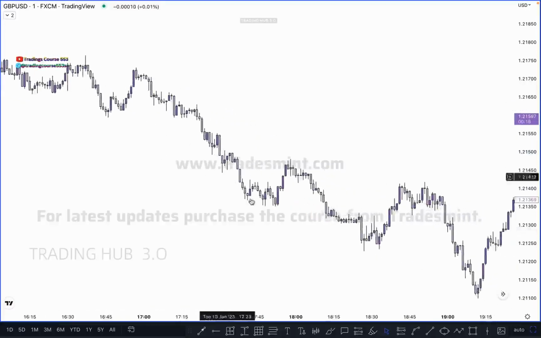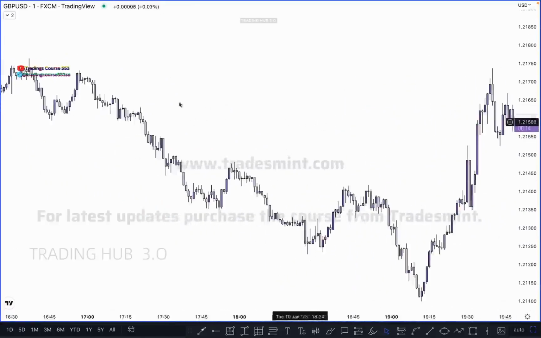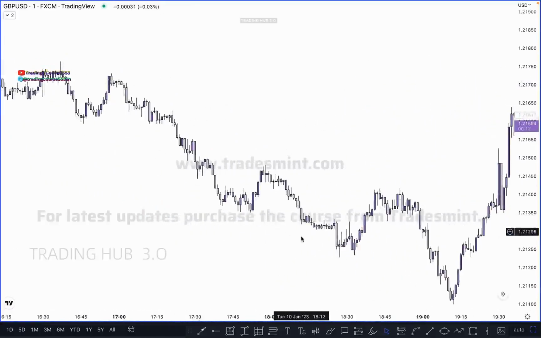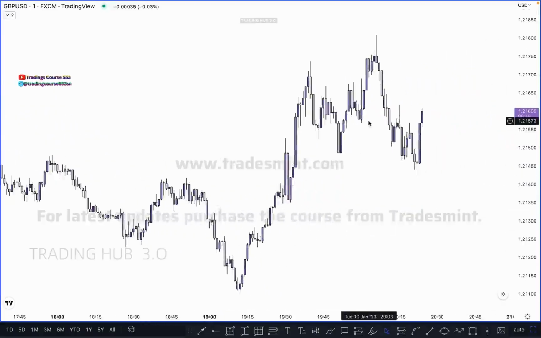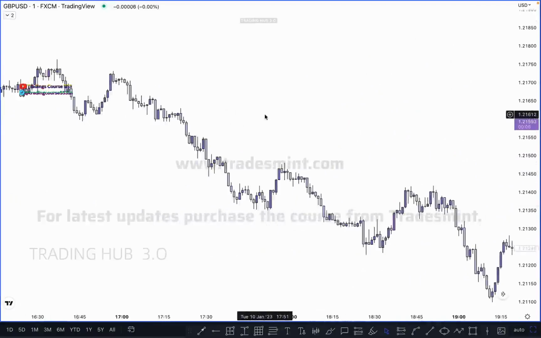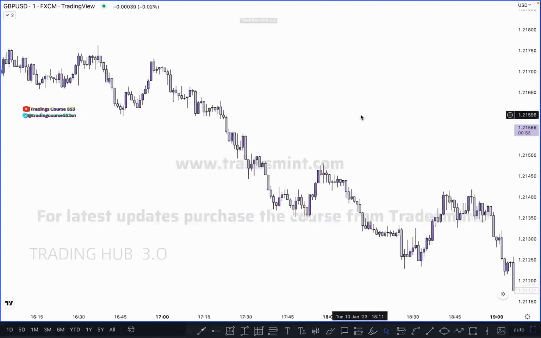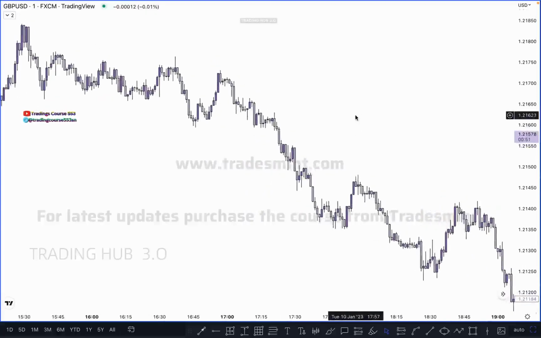So let's see, this is a live example in the live market of GBP USD. This is our bearish momentum and this becomes our bullish momentum. So how can we identify order flow? Order flow is very simple, clean, and easy to understand. Let me show you exactly how you can mark it here.